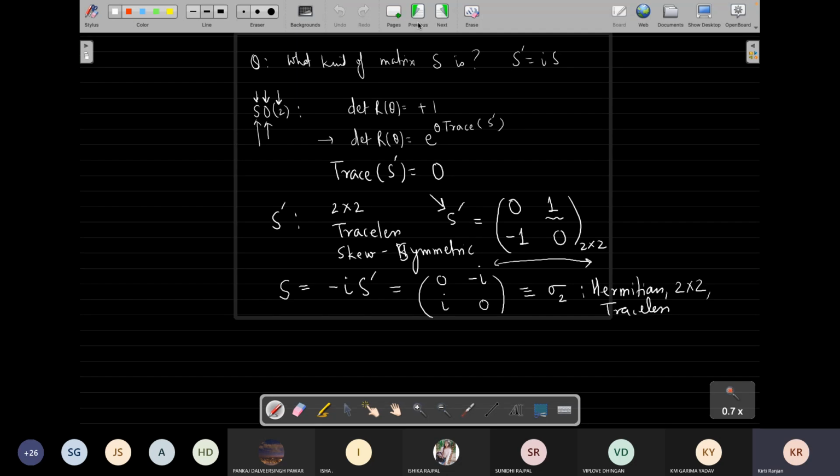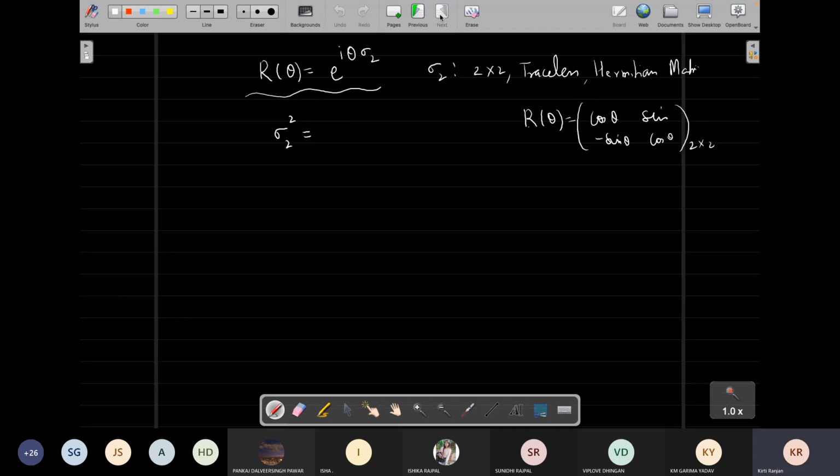You just multiply 1, 0, minus i, 0. It turns out to be not exactly 1, it will turn out to be I, the 2 cross 2 identity matrix. You can check it. By the way, please remember that Pauli spin matrices are very, very useful and very interesting also. But let's just continue. If I know that, I can expand my exponential i theta sigma 2.